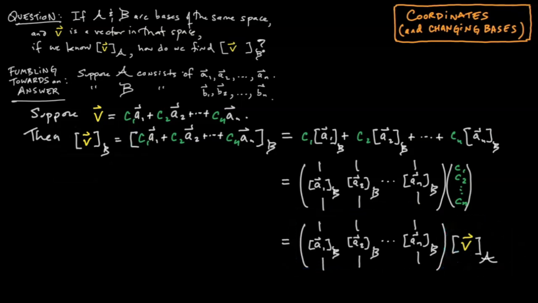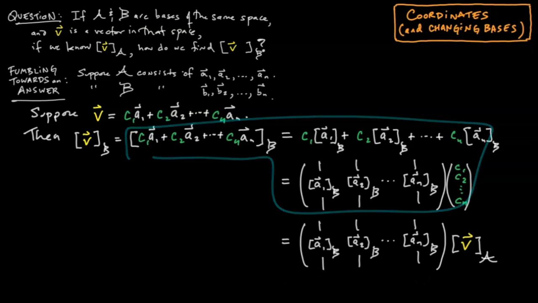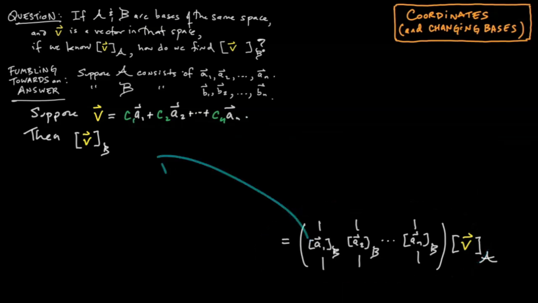Well, that's the sort of thing we were looking for. Something that turns V's A coordinates into V's B coordinates. That was our goal. So our process of fumbling towards an answer is nearly complete. We just need to think about a good way to describe all of this stuff instead of having all these bristly symbols around. It will probably help if I collapse these intermediate steps and bring our last expression up to the top.